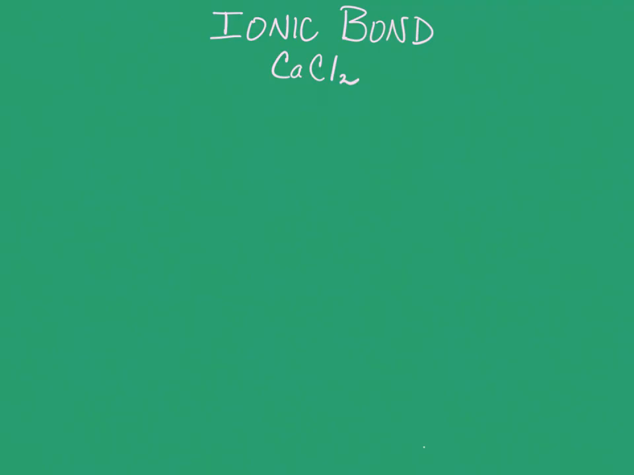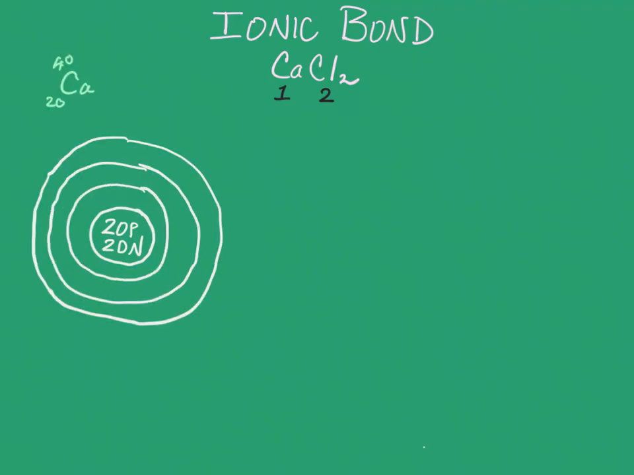Let's look at the formation of an ionic bond to make calcium chloride. Calcium chloride has 1 calcium and 2 chlorine atoms. Calcium has an atomic number of 20 and an atomic mass of 40. Therefore, calcium will have 20 protons and 20 neutrons. It also has 20 electrons. The inner shell holds 2 electrons, the second holds 8, the third holds 8, making a total of 18. So we need 2 more electrons on the valence shell. The valence shell is not filled.